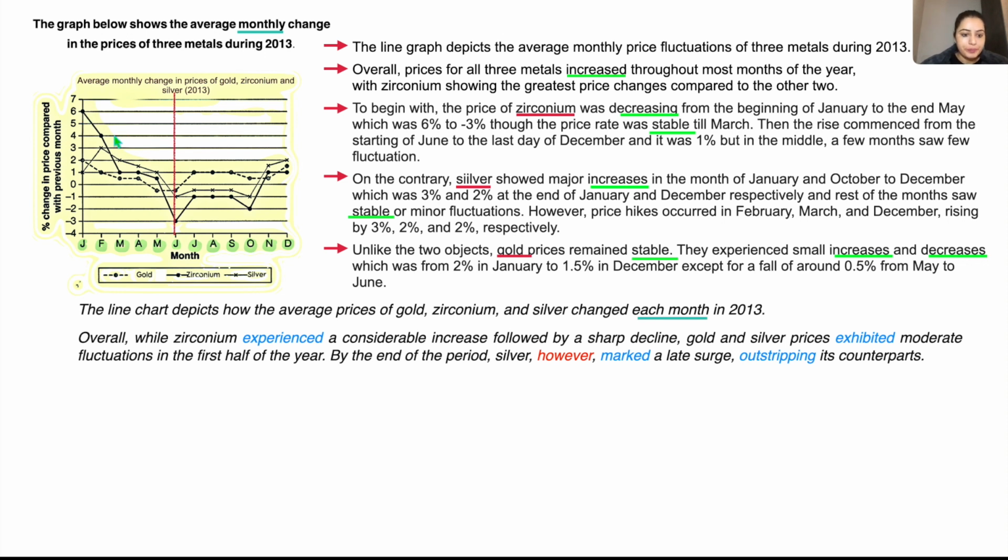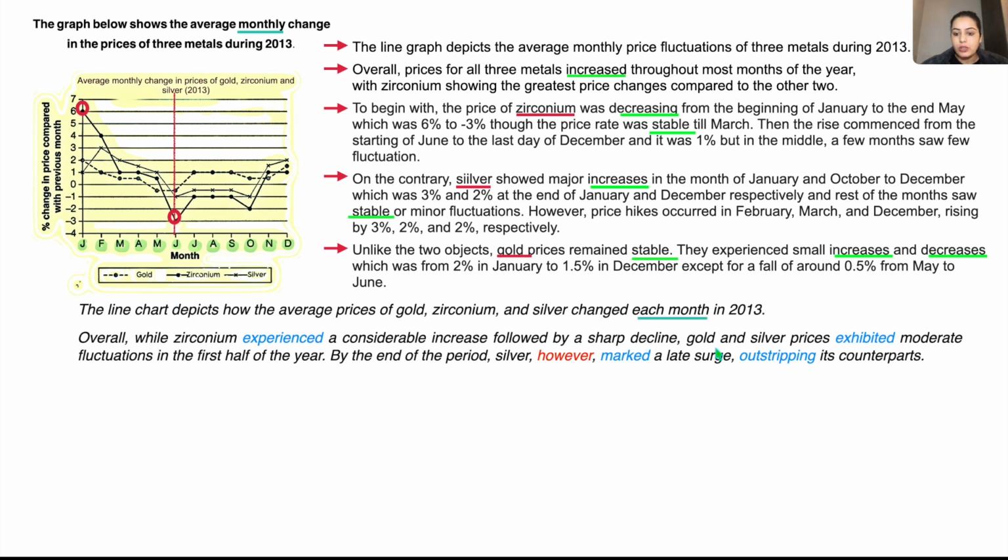For example, the sentence we have written: while zirconium experienced a considerable increase followed by a sharp decline. If you see here, zirconium's prices increased by 6% in January. And then if we look at this information in June, it declined sharply, right? It's a dramatic, drastic change. So that is why we have used this trend in this sentence.